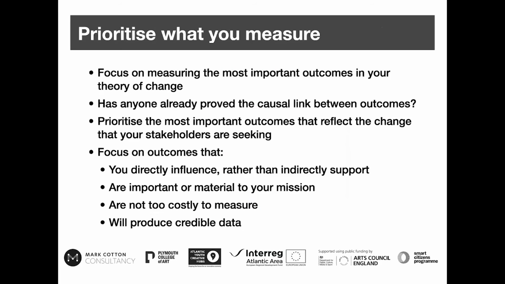It's important to prioritize the most important outcomes in your theory of change and focus on measuring those. To decide which outcomes to measure, ask yourself these 2 questions. Firstly, has anyone else already proved the causal link between outcomes in your theory of change? And if so, can you use this desk-based research to gather the evidence rather than collect new data? And secondly, is it really important for you to have data on this outcome? You need to prioritize the most important outcomes.